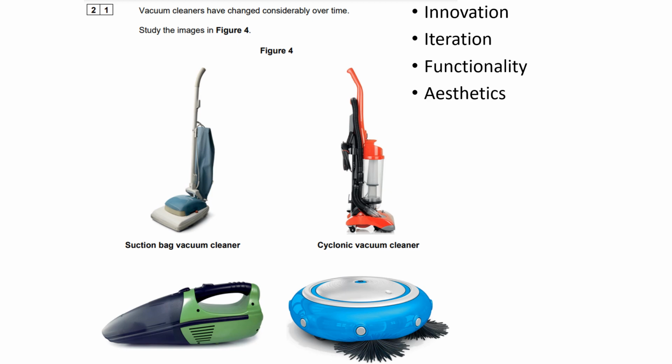Iteration is how a product changes over time. It was a huge leap for somebody to initially say, oh, I need a product that's going to Hoover up electronically, when the first Hoovers would have been developed without electricity. They'd have just been carpet cleaners. So iteration is how products change gradually over time. You used iteration in your NEA because you did initial ideas, then you did developed ideas, and then you moved on to your final idea. That's iteration. It's about working out what's good, what's bad, and what can be better.